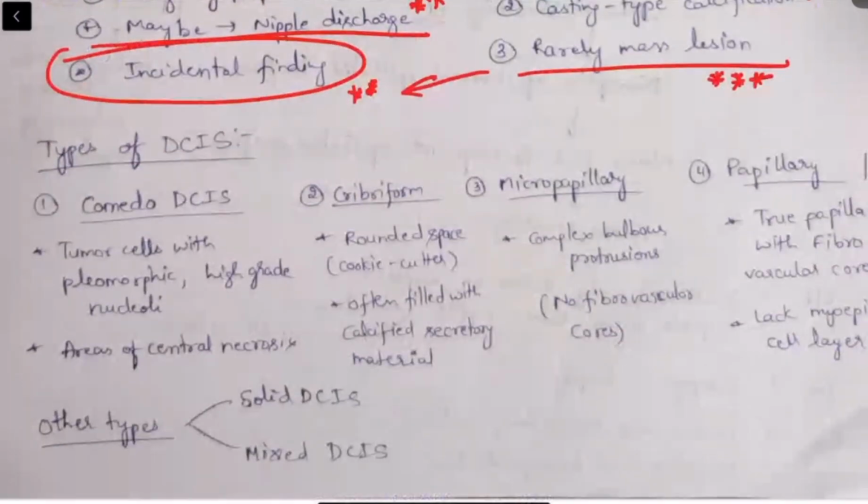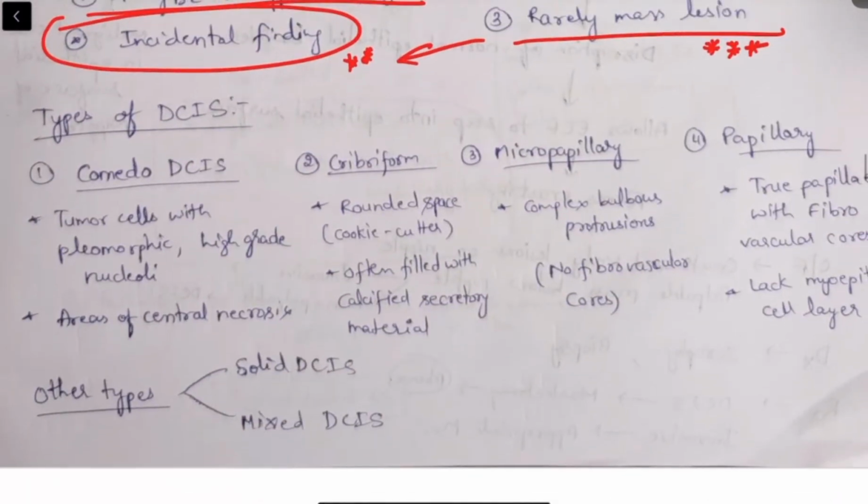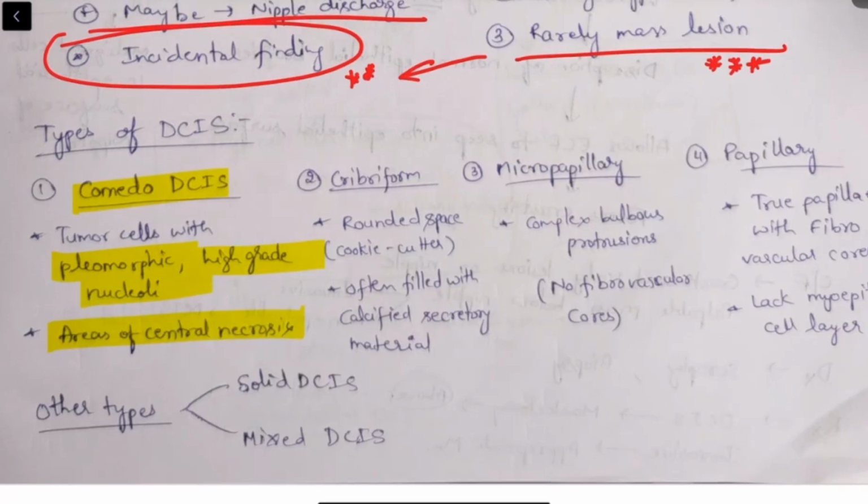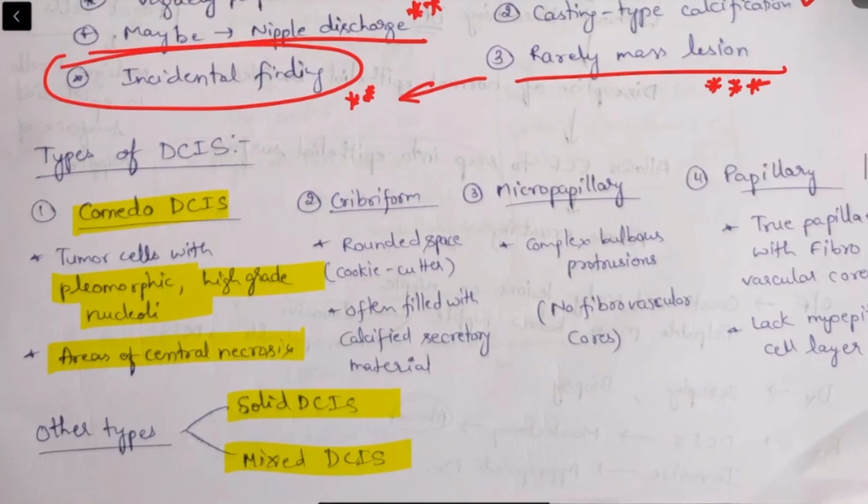So there are various types of ductal carcinoma in situ again. One being comedo ductal carcinoma in situ, in which tumor cells will be pleomorphic, meaning they won't all look the same, one cell looks one way, another cell another way, and there will be high grade nucleoli. And in comedo ductal carcinoma in situ there will be areas of central necrosis also. Okay, so again ductal carcinoma in situ per se can be divided as solid or mixed. We'll see that. Okay, so first one is comedo type. Second one is cribriform type of ductal carcinoma in situ, which is rounded in shape, cookie cutter type, often filled with calcified secretory material.